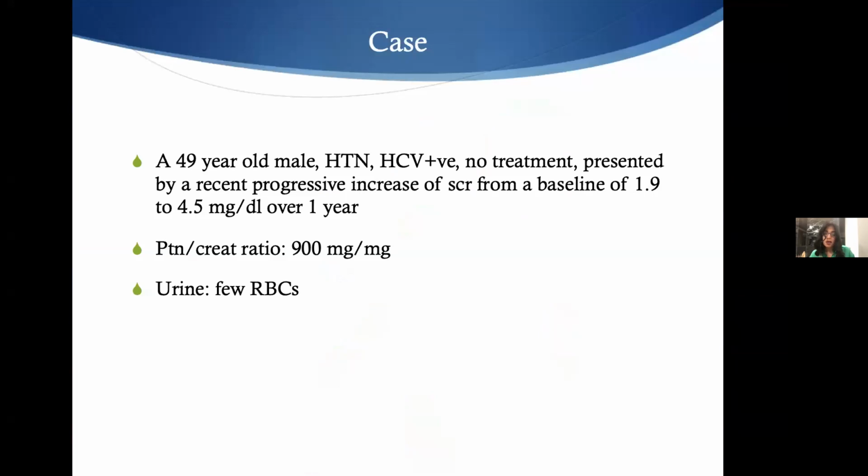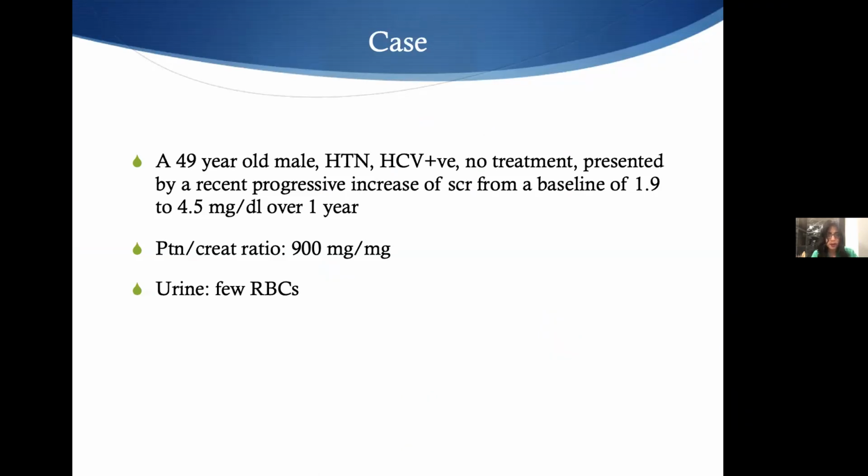Let's take another case. This was a 49-year-old male who was hypertensive. He was a known HCV positive. He had no treatment. This case is a bit of an old case. It was around the era when we just started the DAAs.